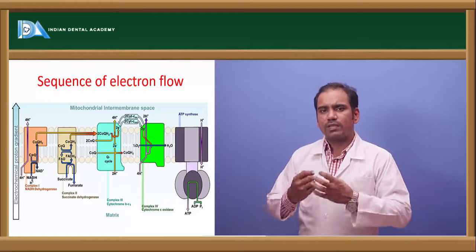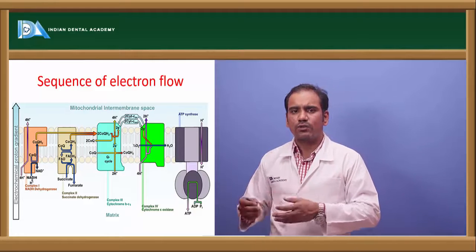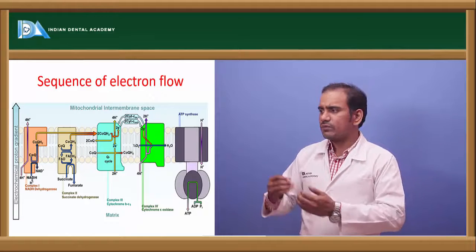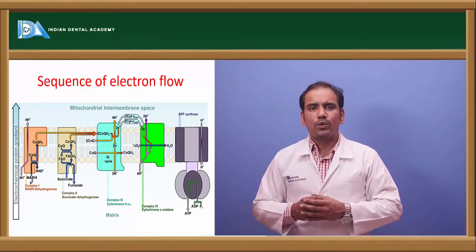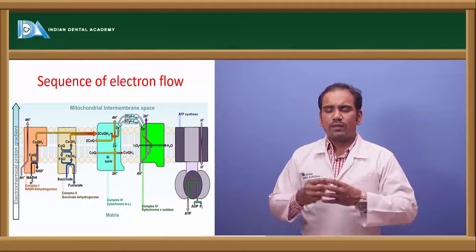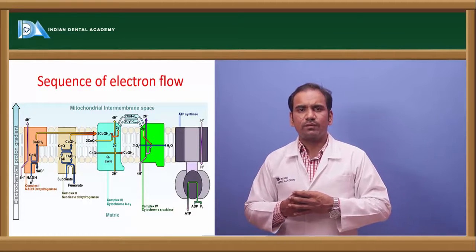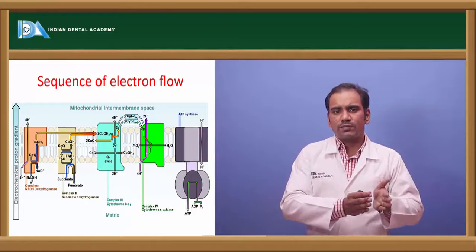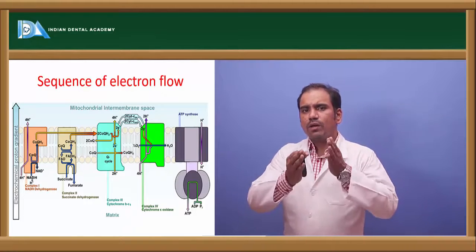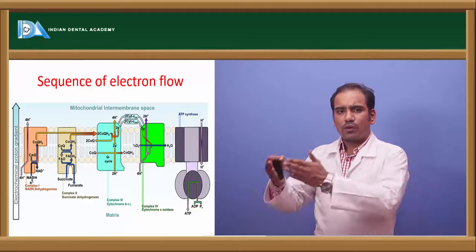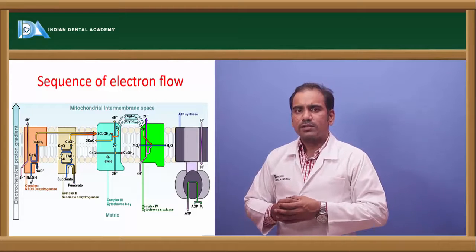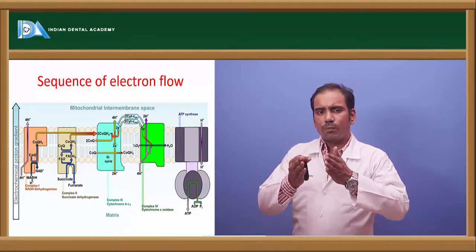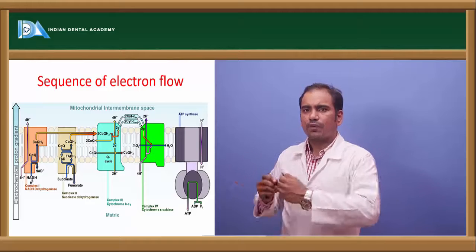So once it accepts the electrons, cytochrome C1 is converted to reduced C1. So that reduced C1 now transfers electrons to the cytochrome C. So we can compare the function of cytochrome C with that of coenzyme Q. That is, coenzyme Q function is it transfers electrons, carries electrons from complex 1 and complex 2 to the complex 3. Same way, cytochrome C function is transfers electrons from complex 3 to the complex 4.